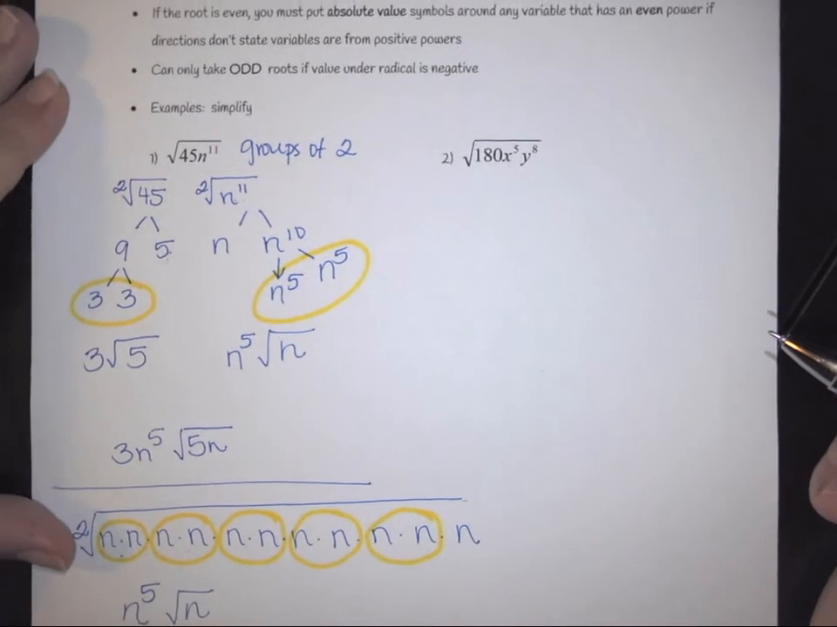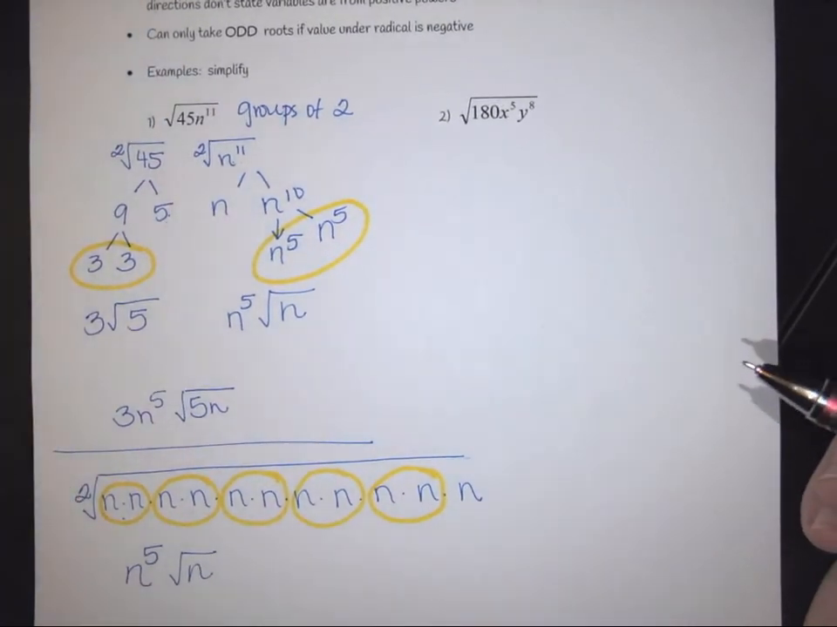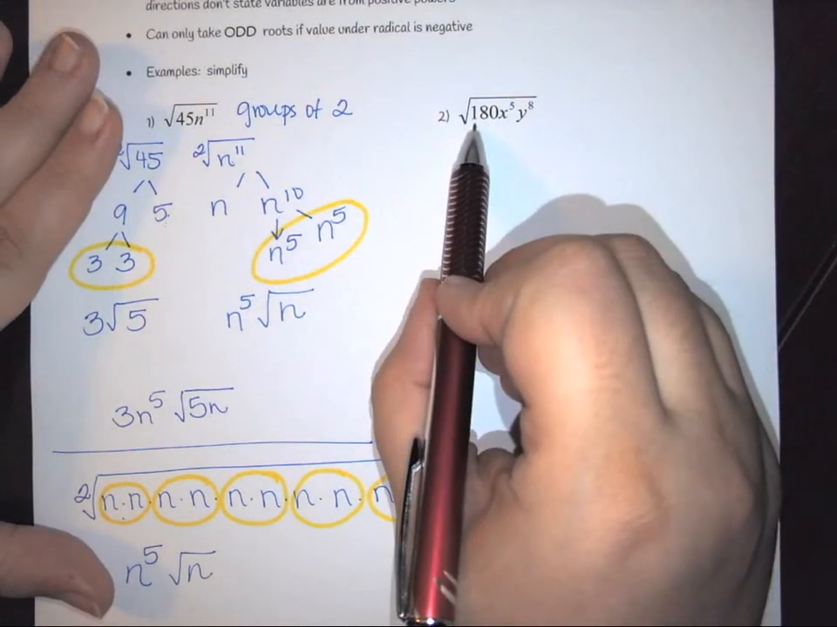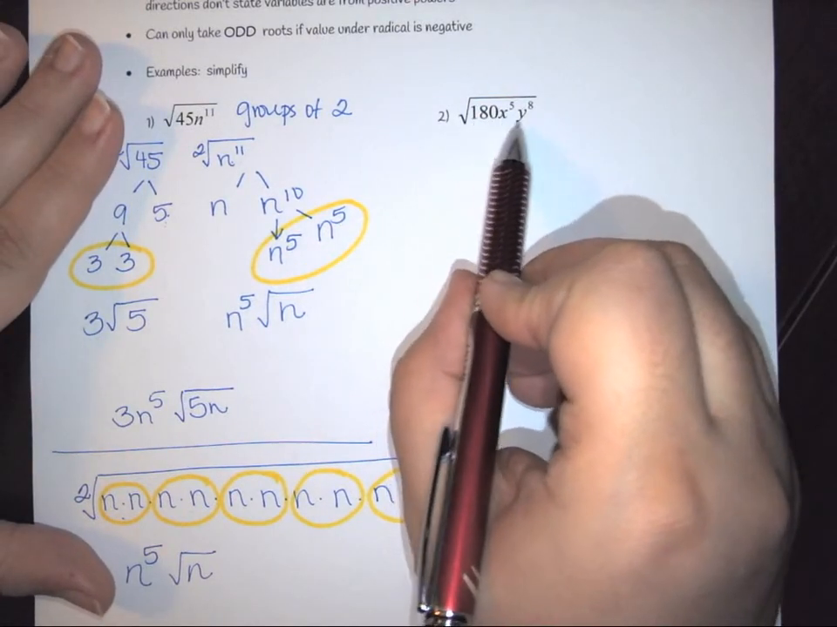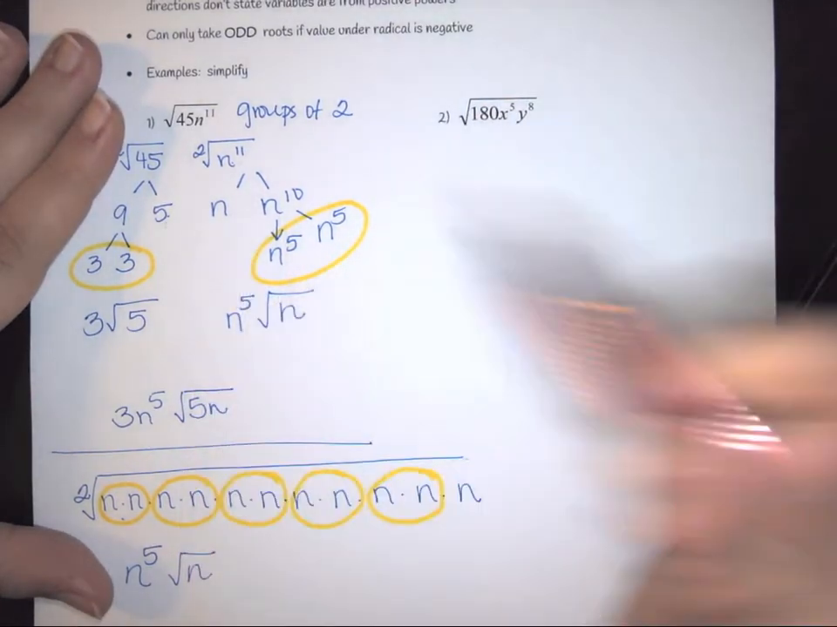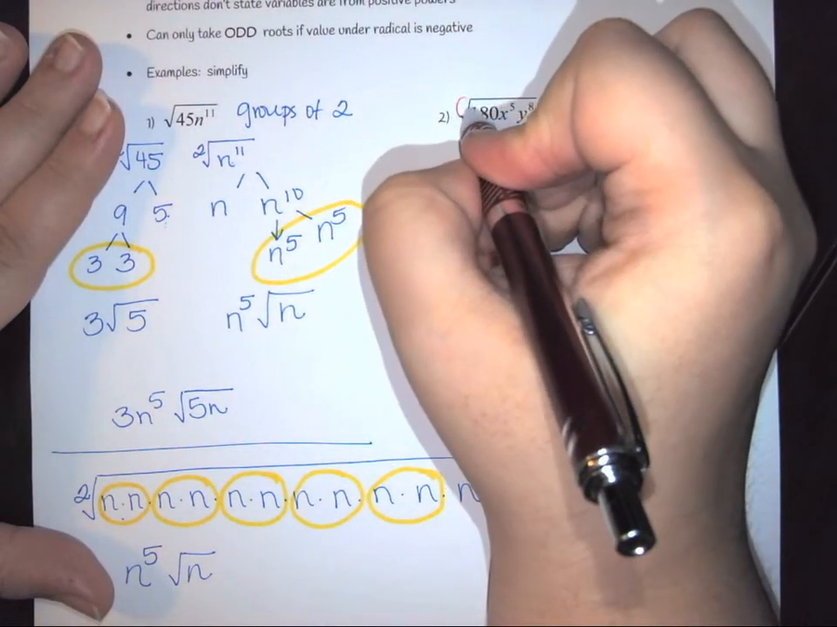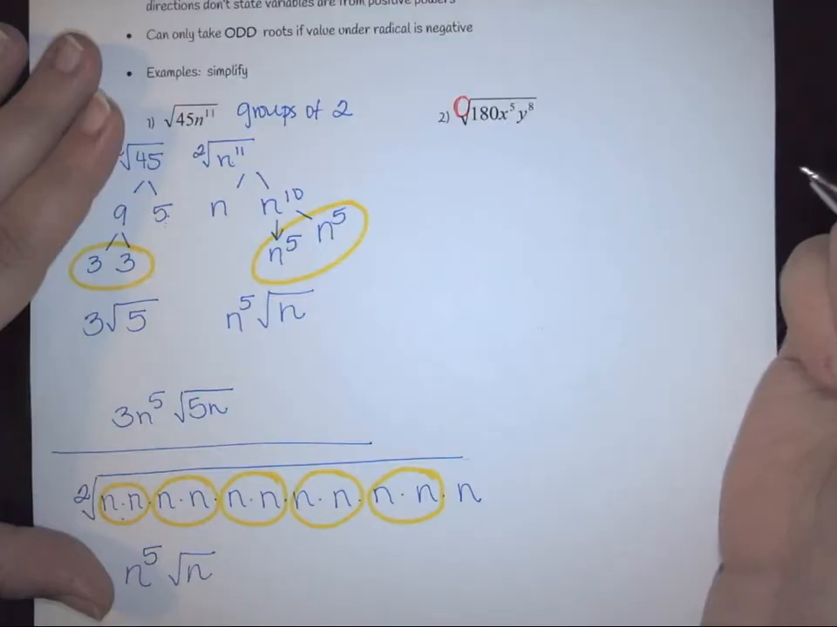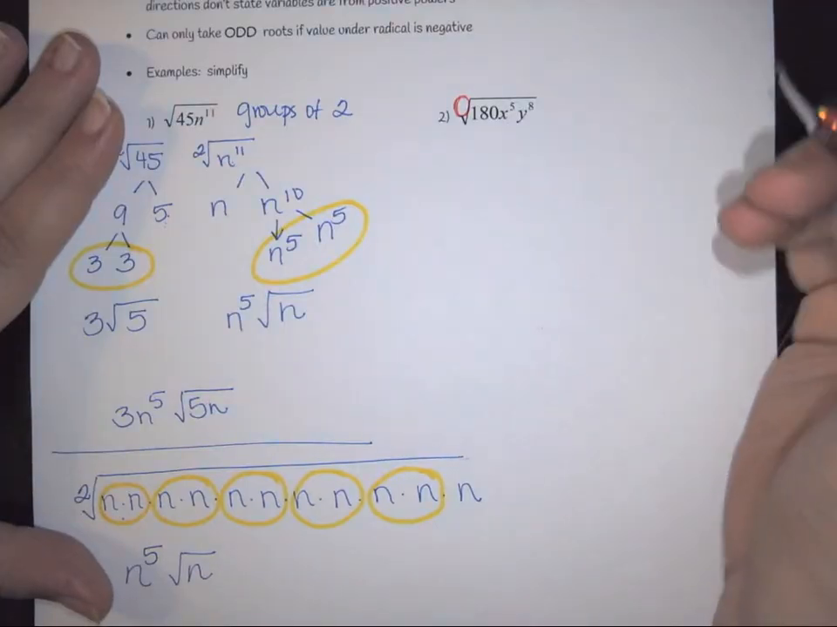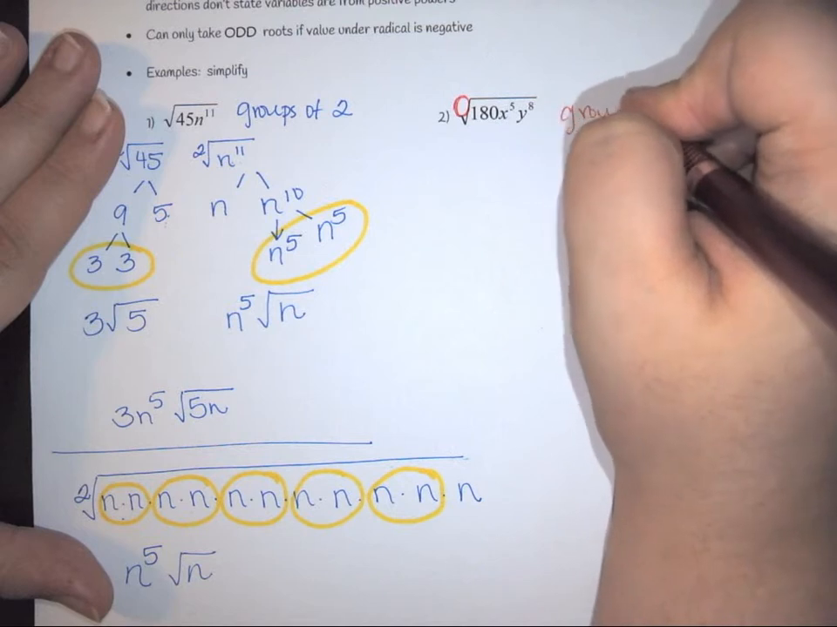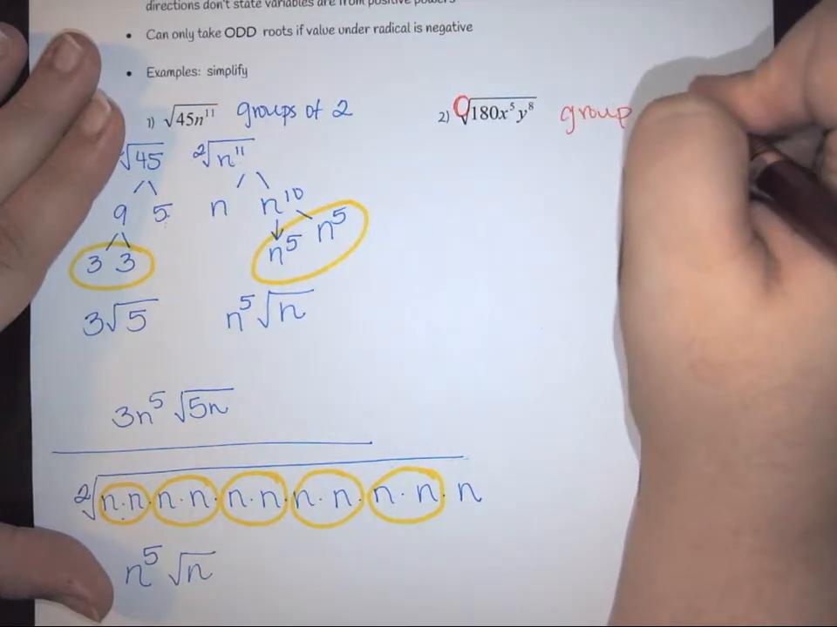So once we do it once, obviously that's not enough, so let's go ahead and do it again. I have the square root of 180 x to the 5th y to the 8th. So just like before, I have to look at my index. So I'm looking at what is going on right here. And since there is nothing listed there, that tells me that I need, again, groups of 2.